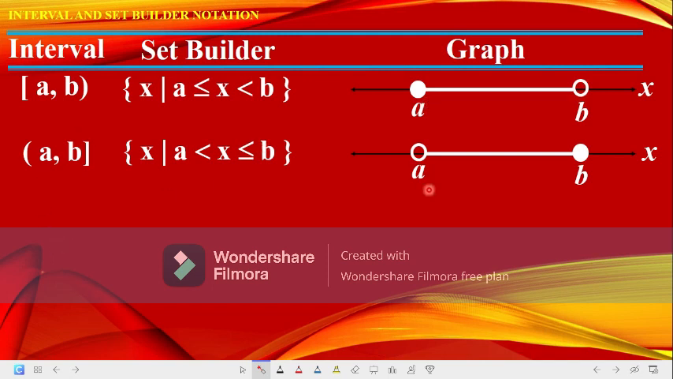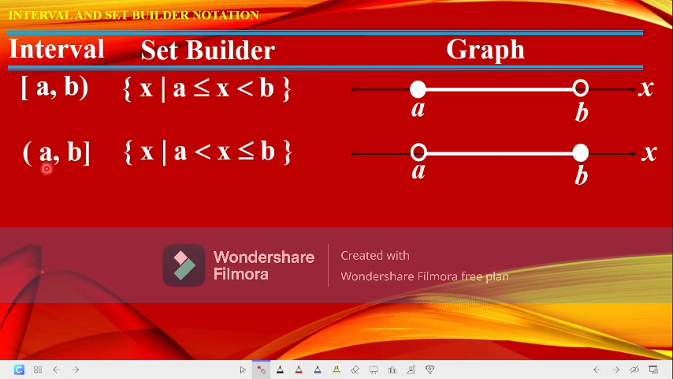Now let us proceed to the next graph. This one, it's the other way around. A here has an open circle on top of it, and we have B which has a solid circle. So in that case, we have an open parenthesis, A, comma, B, and the close square bracket. We call it square bracket.